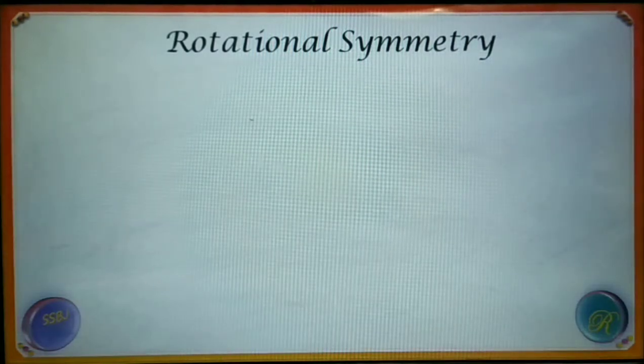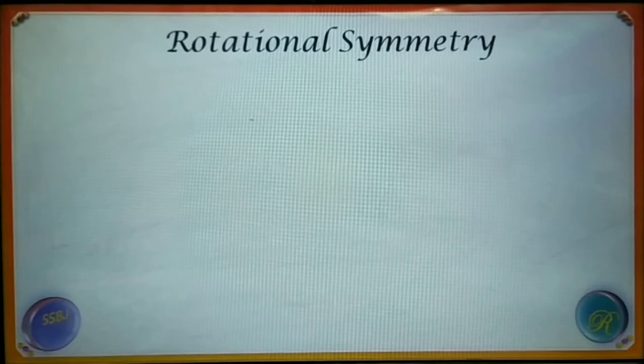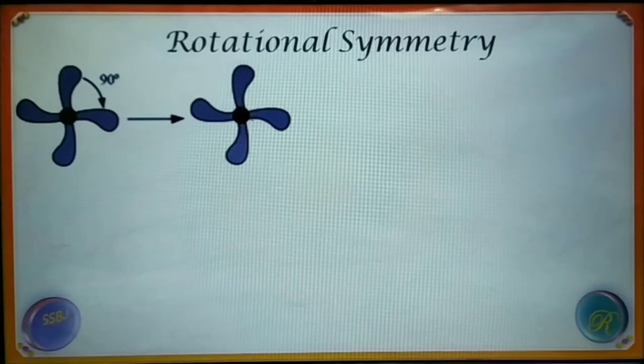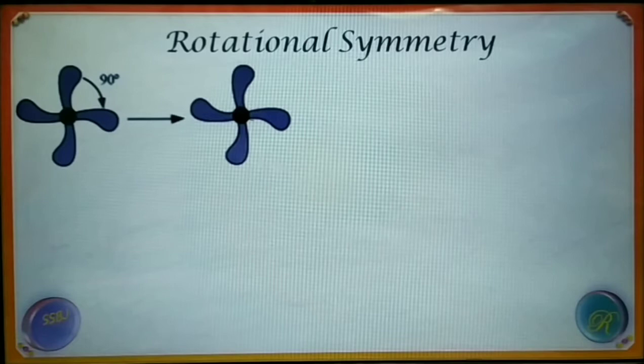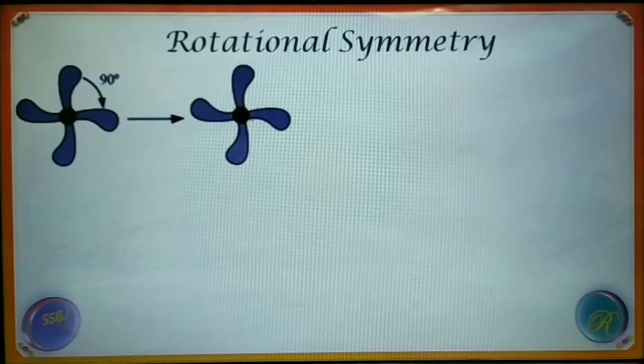Rotational symmetry. Rotate the fan through 90 degrees about its center. When an object rotates, its shape and size do not change. What did you observe? Did you find any difference? It looks exactly the same as the original figure after rotating it through 90 degrees. Therefore, we say that the fan has a rotational symmetry.